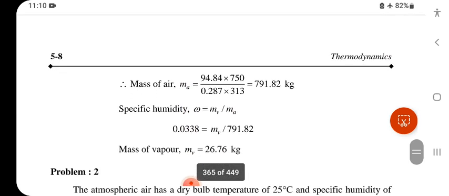The mass of air equal to 94.84 into 750 divided by 0.287 into 313, that is called mass of air, is 791.82 kilogram, right. And the specific humidity omega equal to mv divided by ma, the specific humidity is 0.0338 equal to mv divided by mass of air, 791.82, and the mass of vapor equal to 26.76 kilogram. This is one simple example problem for psychrometric properties, right.